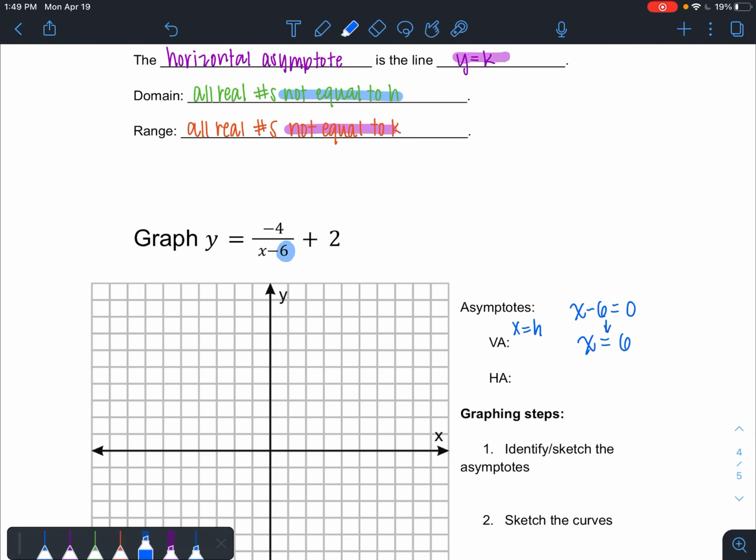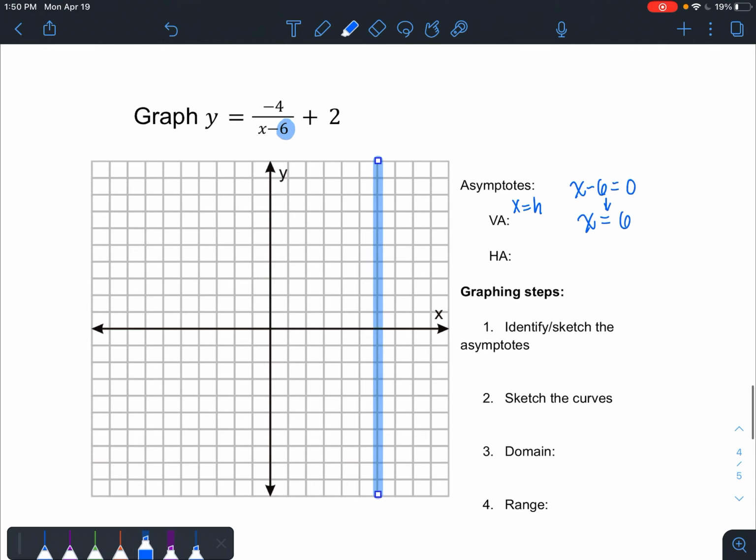So let's graph that line. 1, 2, 3, 4, 5, 6. It is vertical, so we will make it vertical. I like to use a highlighter. Some people like to draw a dotted line. That's fine. I wouldn't make it a solid line, though, because then that gets confusing with your graph.